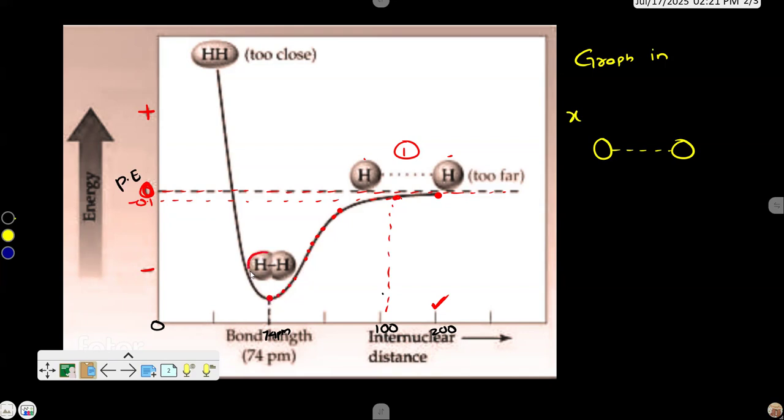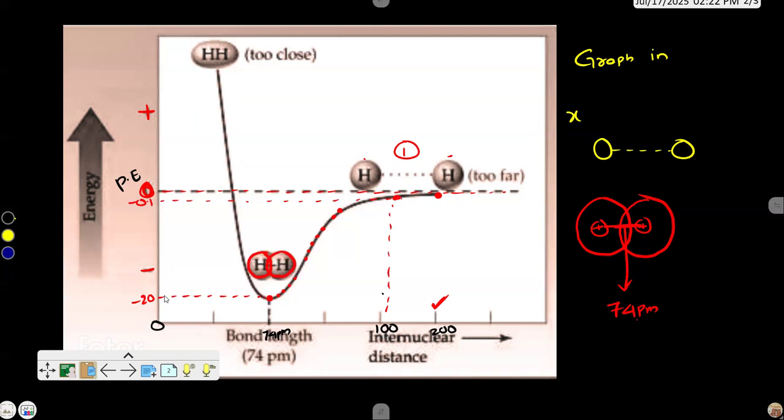At this point, when they are at a 74 picometer distance, that is the internuclear distance. That means these two hydrogen atoms have come so close that their internuclear distance is how much? 74 picometers. They have minimum potential energy. Let us assume a hypothetical number. This is not correct. So hypothetical number, let us assume it to be somewhere around minus 20. Okay. So that is the place where they have minimum potential energy.